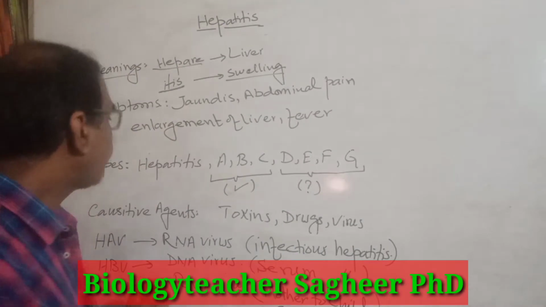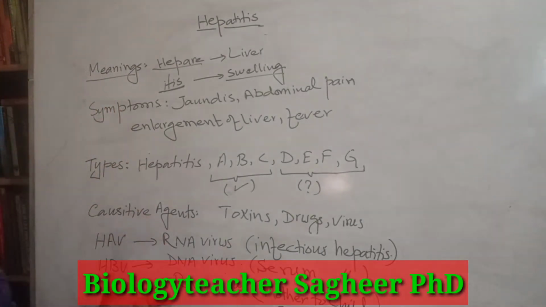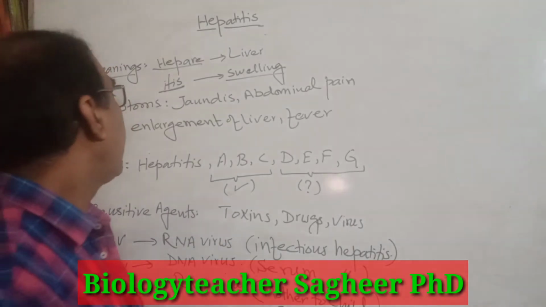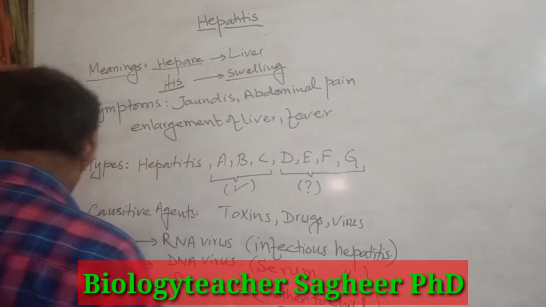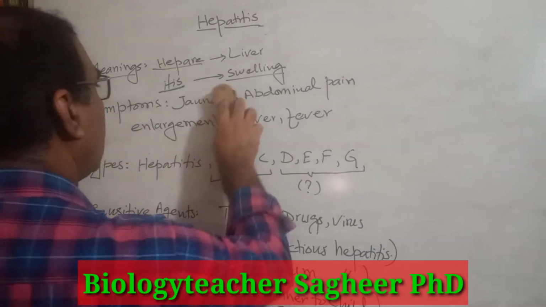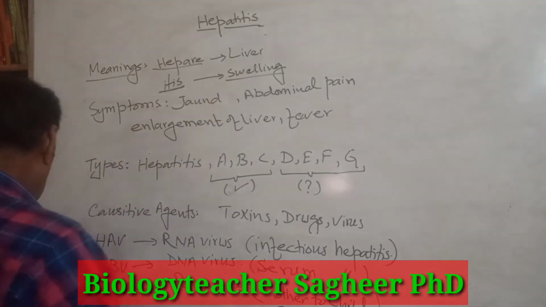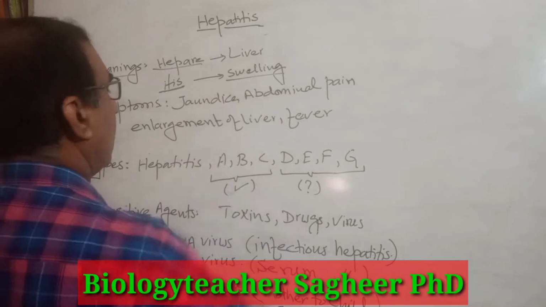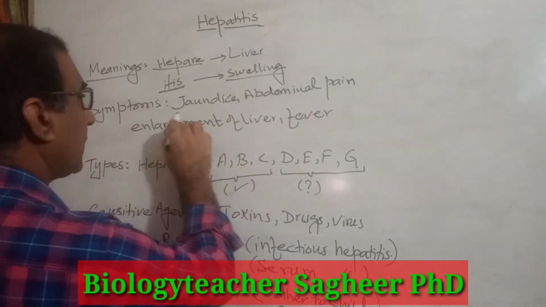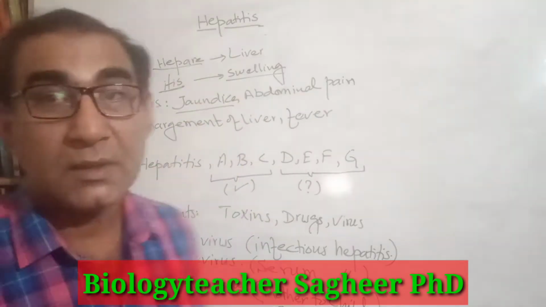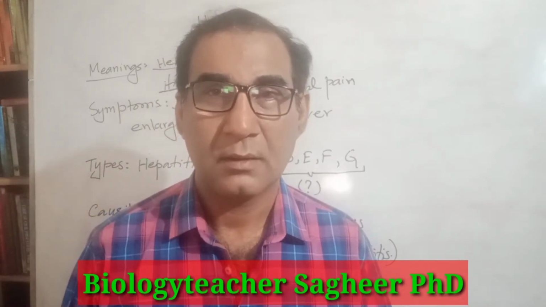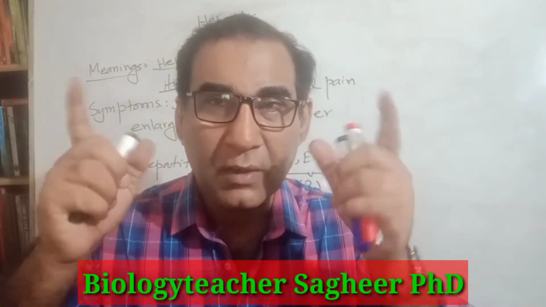Now, as far as the symptoms of hepatitis are concerned, the first symptom is what? Jaundice. The first symptom is jaundice. Okay, and jaundice means the yellowing of the skin and yellowing of your eyes. That is known as jaundice.